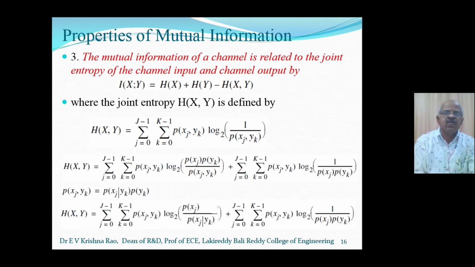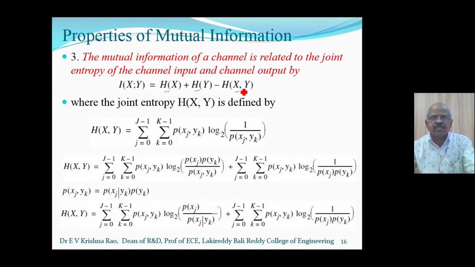So we'll go to the third property. We have one more property. Mutual information can be expressed as the summation of the average information of input x and the average information of output y, minus the joint entropy of x and y. So that is the definition, and it is related to the joint entropy of the channel.